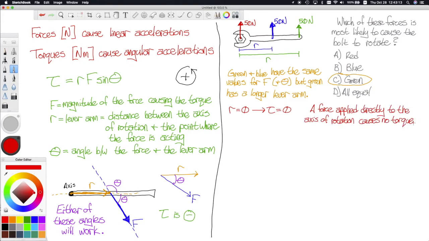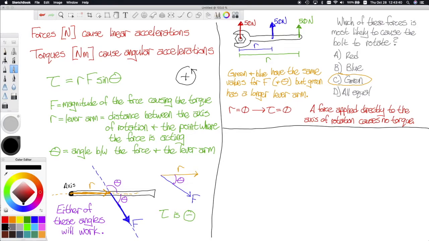So all torques may be caused by forces, but not all forces will cause a torque. There are ways to push and pull on something that does not cause it to rotate. So that's giving us a little more insight about what the lever arm is and how it can affect the torques that you calculate. Now let's try something different so we can think about the angle theta in this equation.